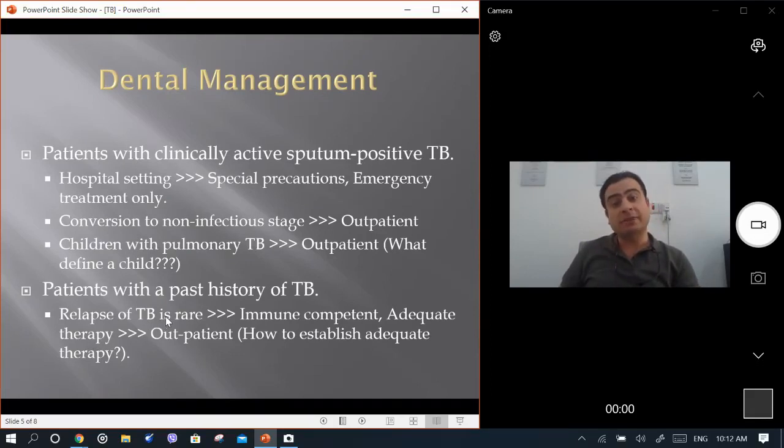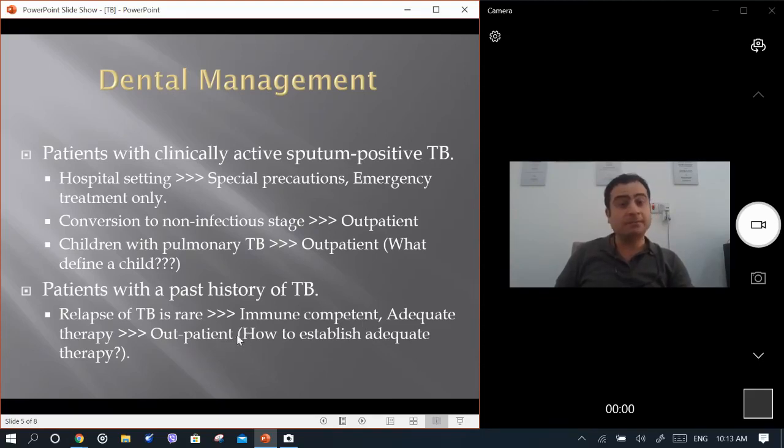So, if patients have been recently treated and have received at least 6 months of treatment, they have usually received adequate therapy. And about being immunocompetent, for example, patients on corticosteroids for long durations, or patients who are diabetic and poorly controlled, can be considered immunocompromised, and relapse of TB can happen.